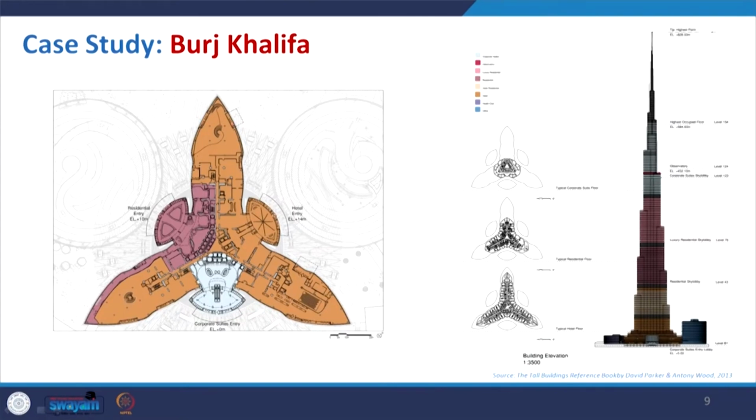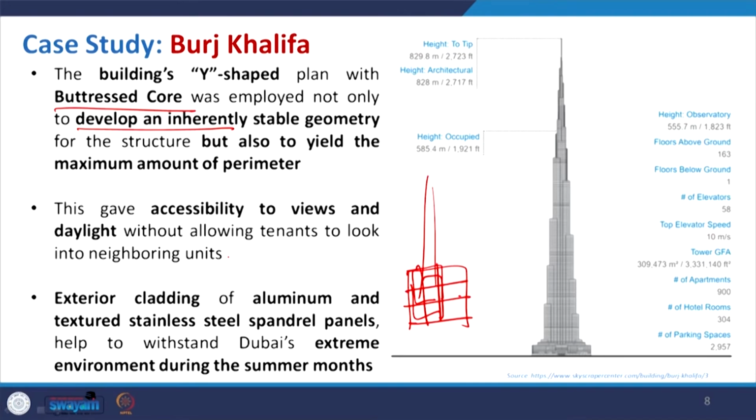We can see this plan. This Y form having a hexagonal core is not only giving good stability with a three-legged arrangement, but also maximizing the amount of perimeter. So, this is one of the good aerodynamic profiles that we can have.